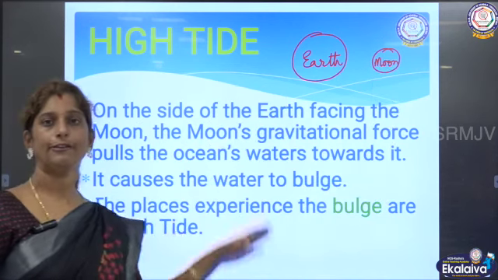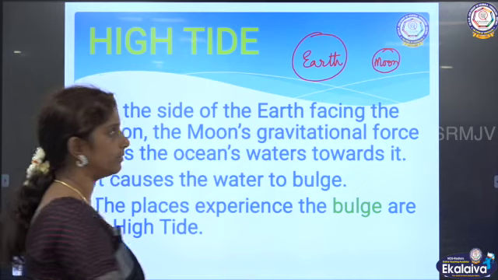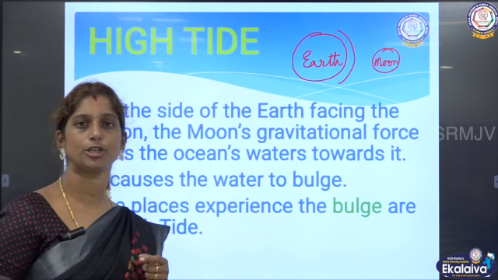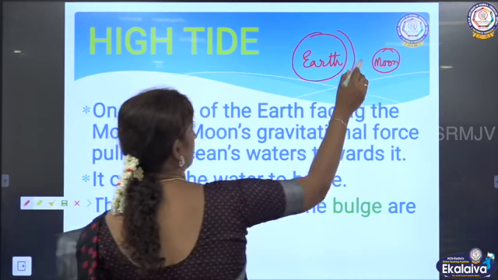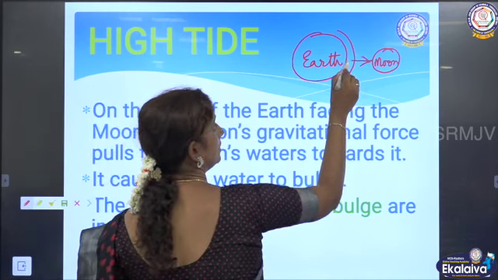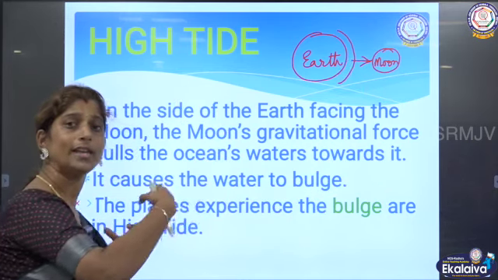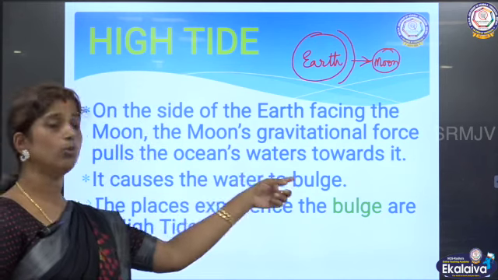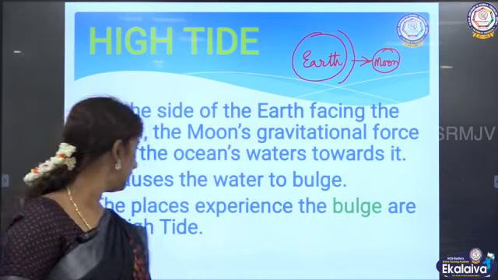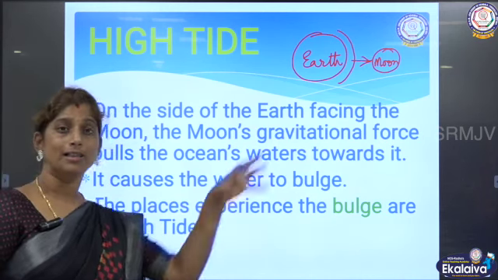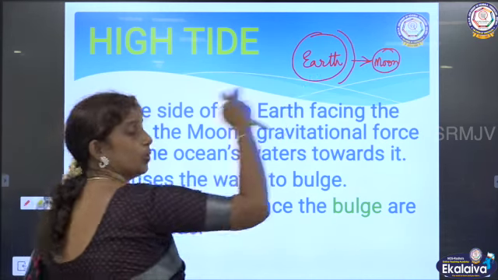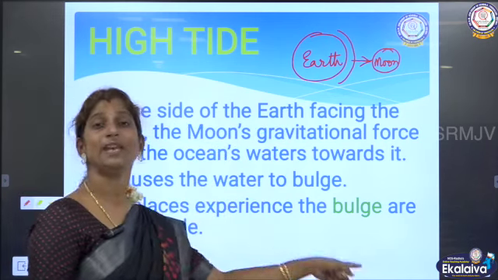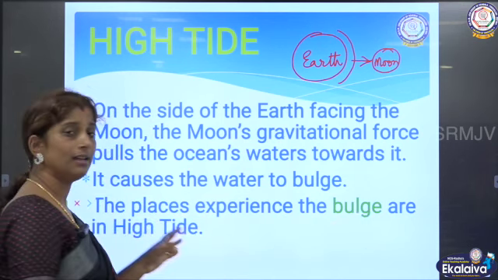So the side of the earth which faces the moon will experience more gravitational pull from the moon. So what will happen? The water on this side will get pulled towards the moon, the ocean water getting pulled towards that. So it causes the water to bulge. So the water in this part will be bulging up. The places which experience the bulge are in high tide.